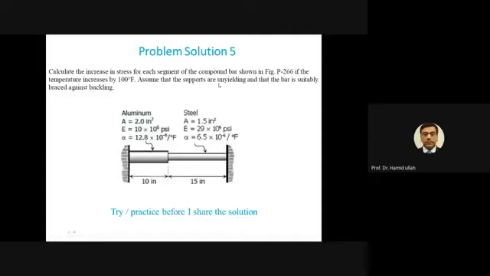What is the meaning of unyielding? Meaning they are fixed, they are not yielding, and that the bar is suitably braced against buckling. You know, buckling means basically since the right support and the left support are fixed, this fixed support doesn't allow the body motion or expansion to the right side or to the left side, because they are not yielding.